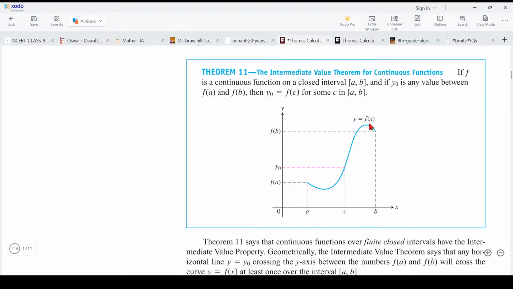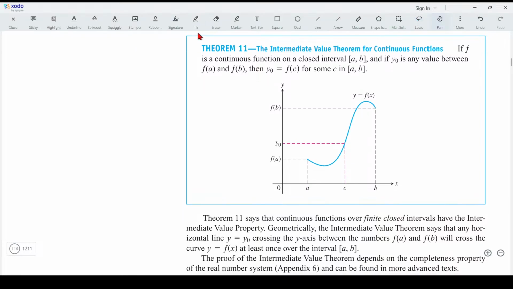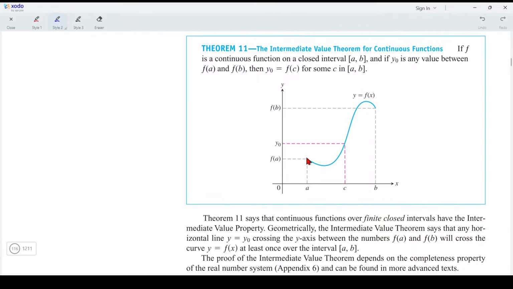No. We don't know the nature of the function. The function can be like this. We just know it is continuous. The graph could look something like this, or like this. It could be anything.